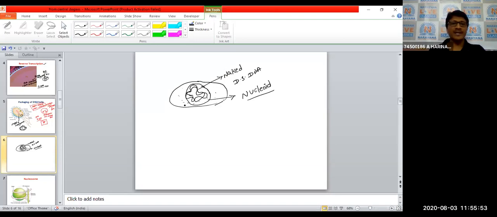So it is held at one place by the involvement of non-histone proteins, or positively charged proteins. It is not scattered in the cytoplasm. That place we call the nucleoid. So now we are discussing the prokaryotic genome that is present freely in the cytoplasm but is not scattered. It is held at one place by the positively charged proteins.